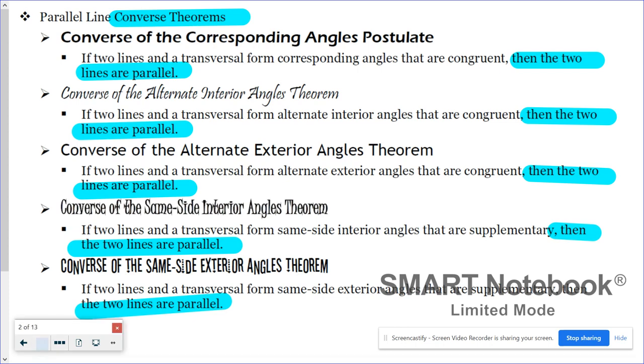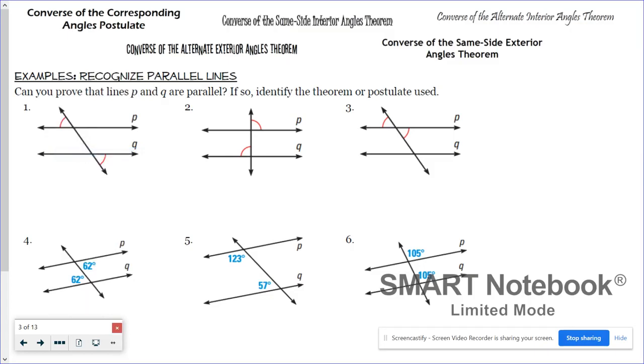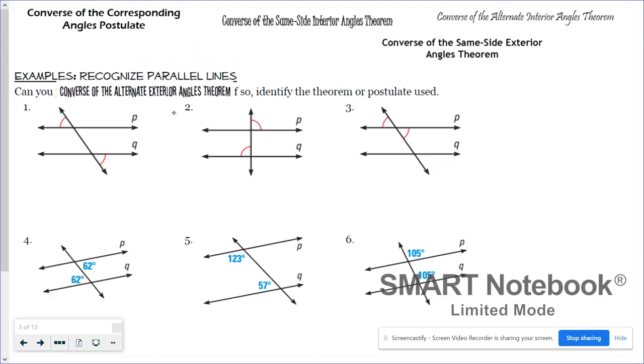Okay, but before we get to actual formal proofs, let's just see if we can figure out which converse is being used. So in these 6 problems here, it says, can you prove that lines P and Q are parallel? If so, identify the theorem or postulate used. Okay, so what do we think about number 1? Yeah, this would be an example of the converse of the alternate exterior angle theorem, because the 2 angles that they give us are alternate exterior and they're congruent. Okay, so yeah, the 2 lines can be proven parallel.